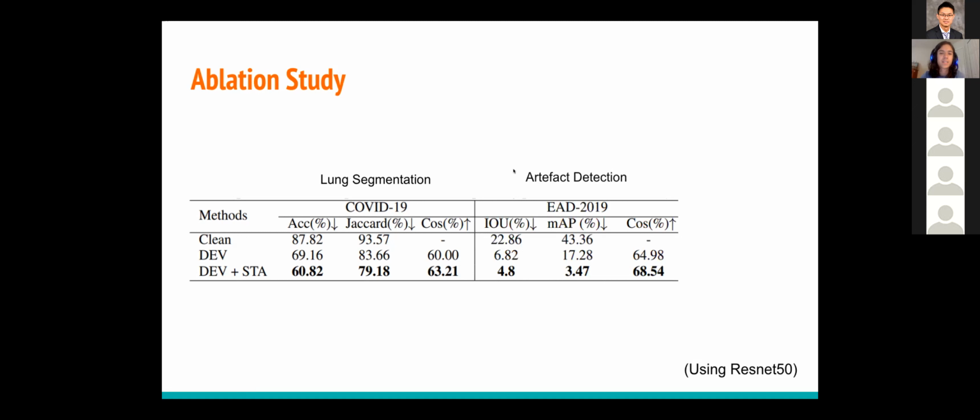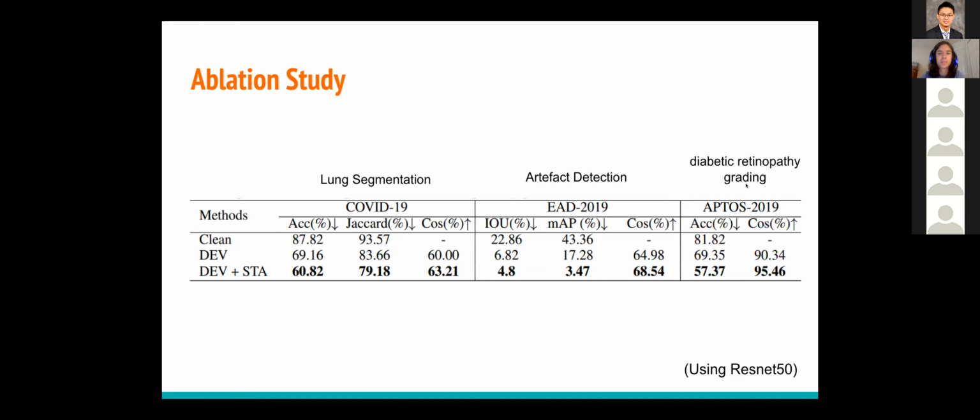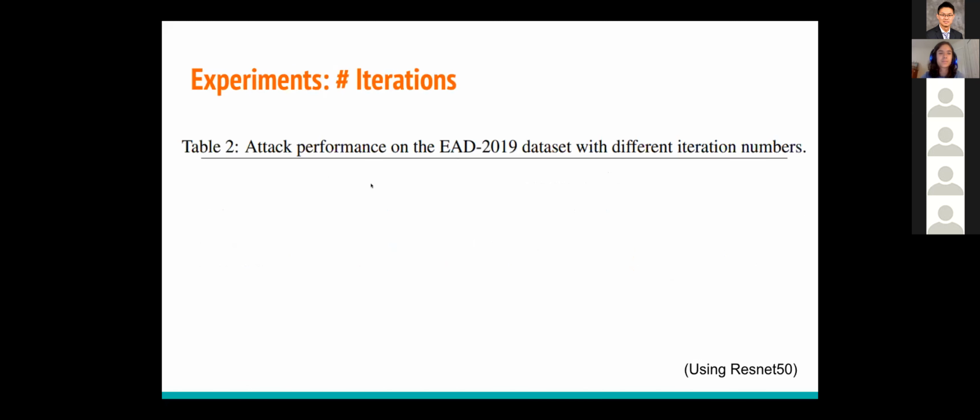We can also see that in artifact detection, object detection, we get better results using the stabilization term, and the same thing for the classification task. We get better results and still higher cosine values.